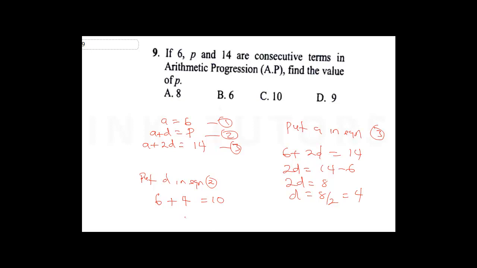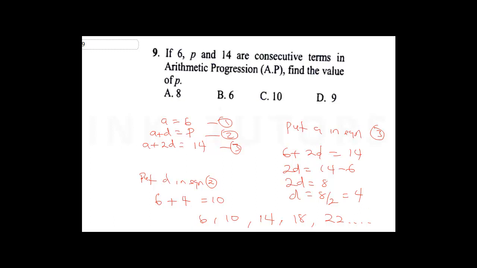So that means it's 10. Now to test it, our series is supposed to be, the first one is 6, then P, which is A plus D, will give us 10. Then the next one is 14. Now if you check, this is A plus D, this is A plus 2D. So the progression is correct because it's increasing by a common difference of 4. Anytime you keep adding 4, you get the next one. The next one is going to be 18, the next one is going to be 22, and so on.